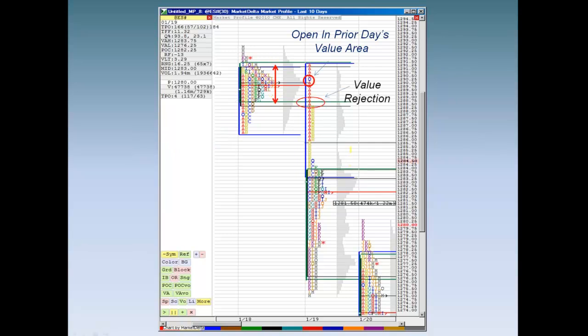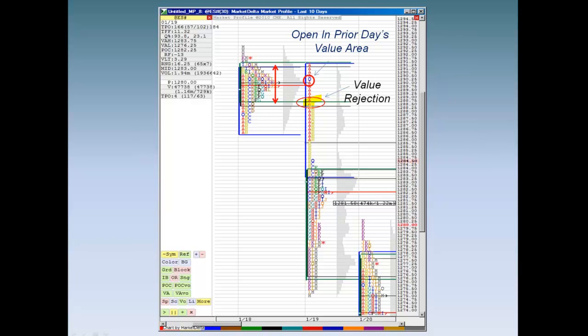All of a sudden, during our first half-hour period, we begin to see that period A pierced right through the low of the value area for the prior day. So immediately, this tells me I'm moving out of the old day's value area. The value area is being rejected. So let's see what continues to happen as this develops.